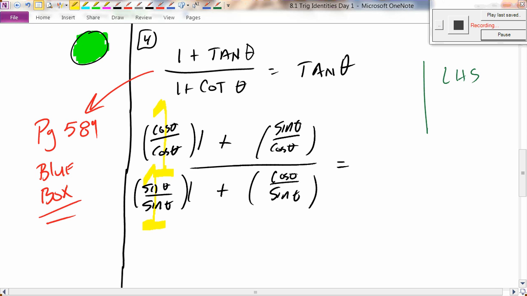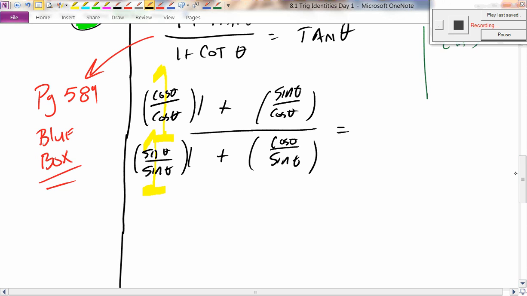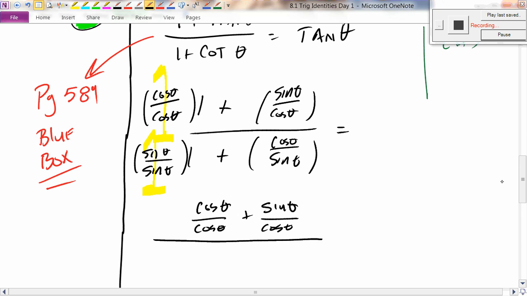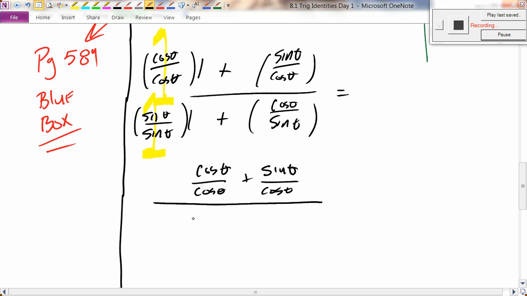Okay, now, what does the top become? Simplify your fraction for me, please. What do I have? Cosine theta over cosine theta plus sine theta over cosine theta. Simplify your denominator for me. What do you have? Sine theta over sine theta plus cosine theta over sine theta.